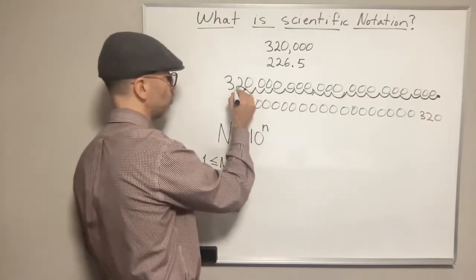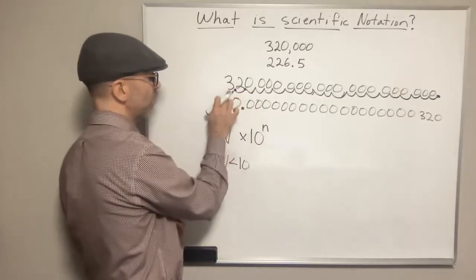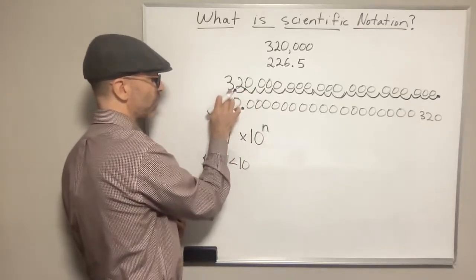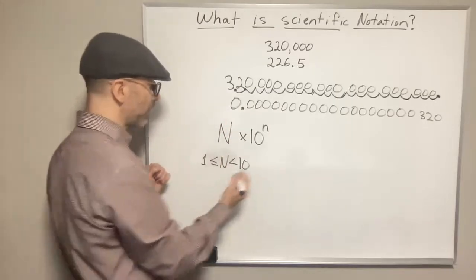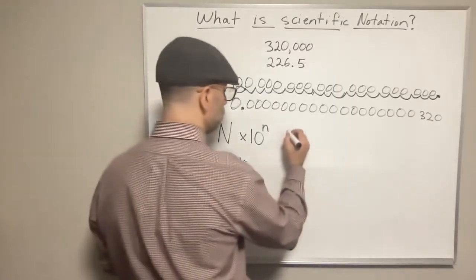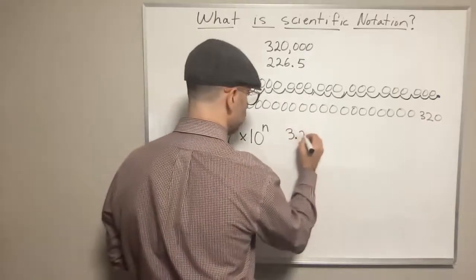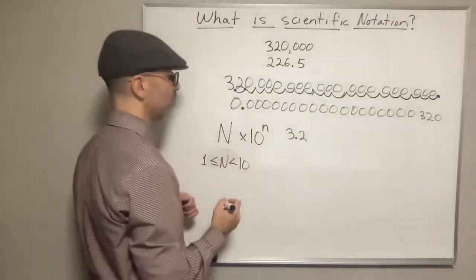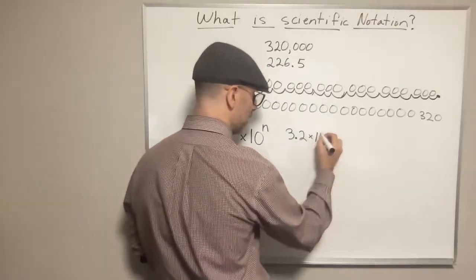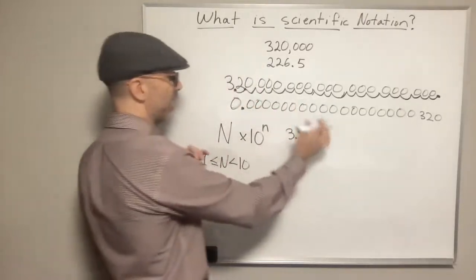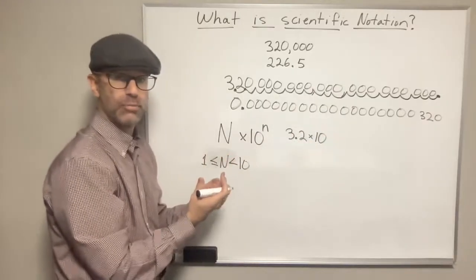So 19, 20. Now the decimal point is here. Now I have 3.2, which is between 1 and 10. So 3.2 is my number. So n is 3.2, so I write 3.2. And now I'm going to do my times 10 after that. Times 10.